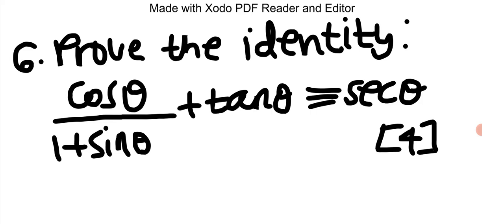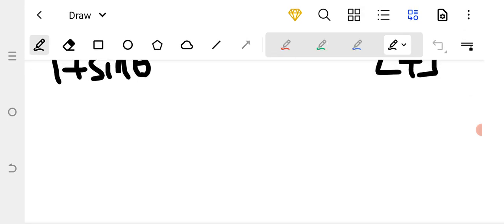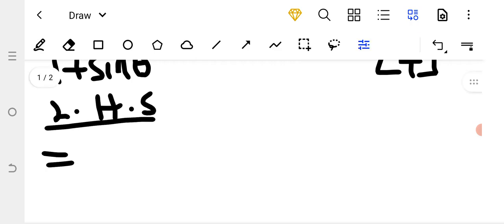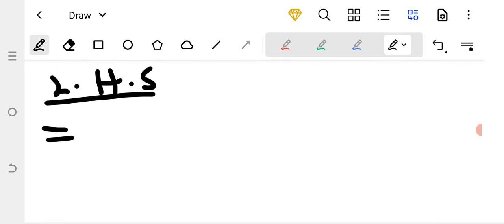Take note, please. If you look at the left-hand side of the identity and the right-hand side of the identity, it would be best for us to choose the left-hand side because there are expressions that we can simplify further. So we are going to say left-hand side is equal to cos theta divided by 1 plus sin theta.